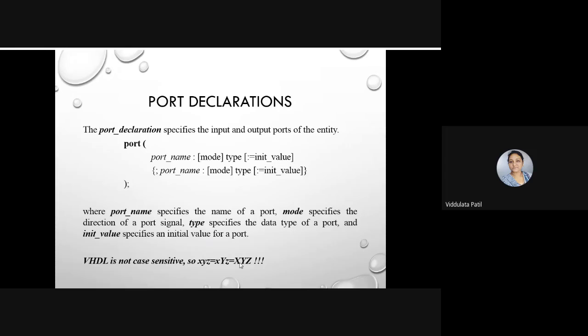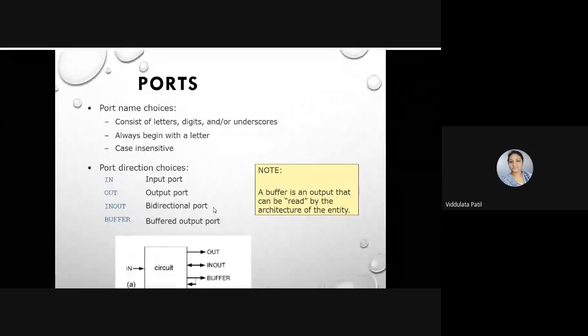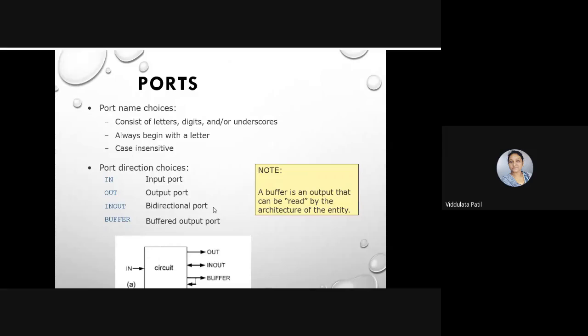And as I said, mode indicates whether it is an input port or output port, that means it specifies the direction of that port signal. Then type is the data type of the port, and init value is the initial value for that particular port. So whenever we are declaring a port, we have certain choices for the port name.